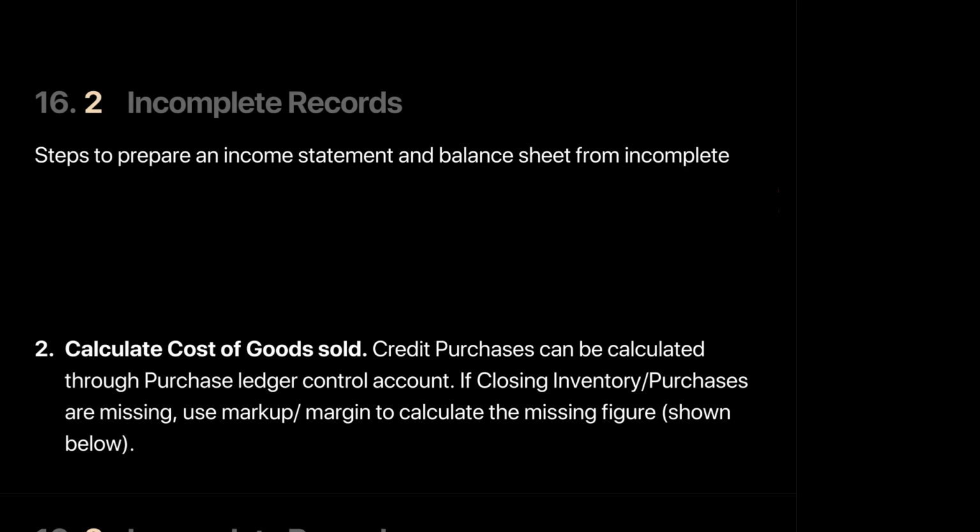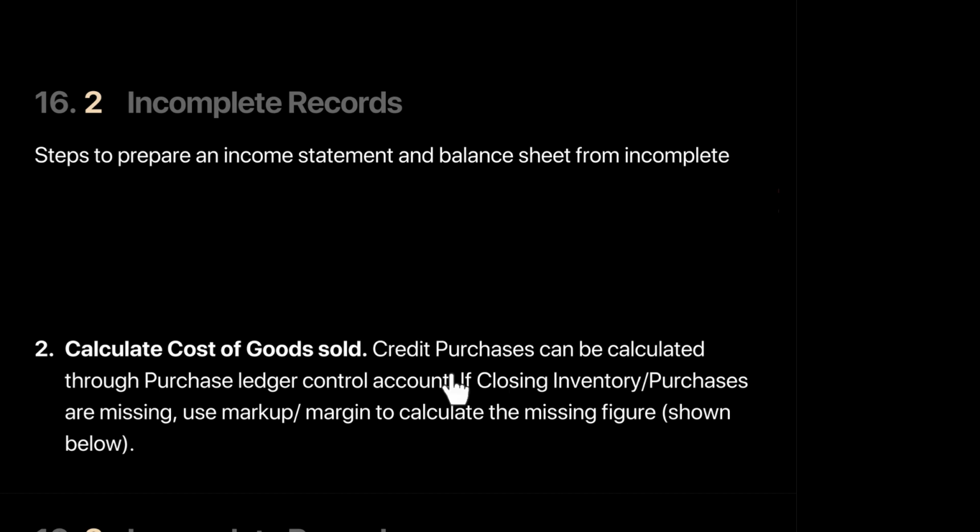Okay, so after calculating sales, let's move to step number 2. Step number 2 is we need to find our cost of goods sold. Now, for cost of goods sold, again, our missing figure will be credit purchases. Remember, it's a small sole trader or a small partnership that does not have sufficient resources to record the total amount of sales or the total amount of credit purchases made. So again, your credit purchases will be missing.